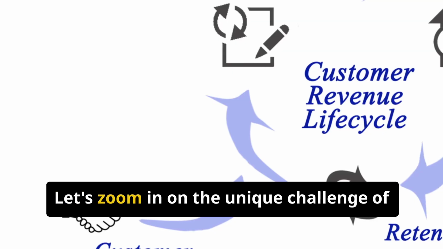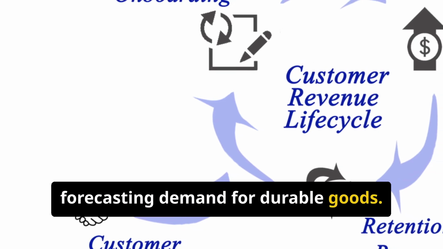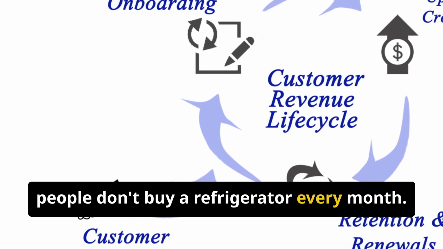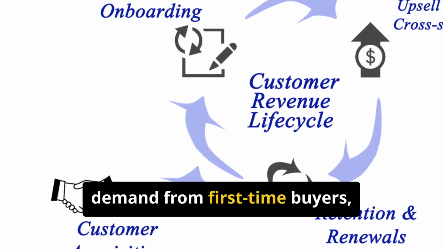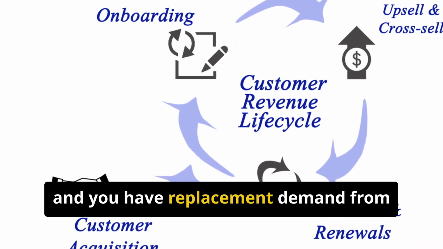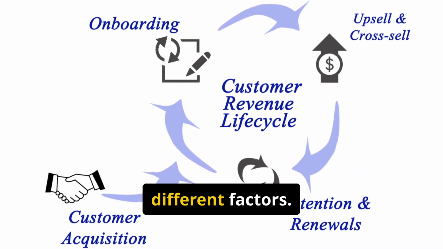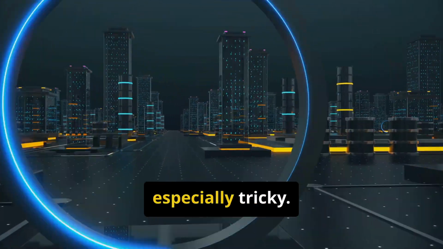Let's zoom in on the unique challenge of forecasting demand for durable goods. Unlike a packet of biscuits, people don't buy a refrigerator every month. The problem is twofold. You have new demand from first-time buyers, and you have replacement demand from existing owners. These two groups are driven by very different factors. Forecasting replacement demand is especially tricky.